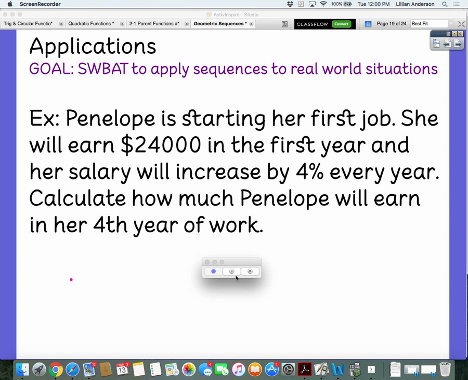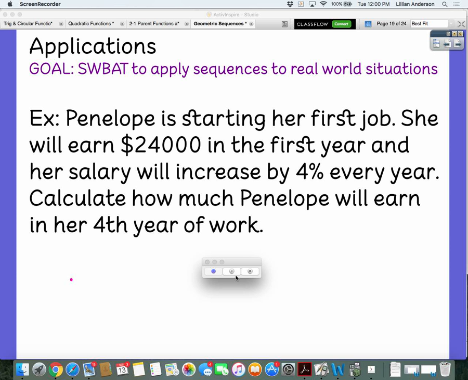Okay. Now, yes, there is a very generic and basic way to go about figuring this out. I'm talking about the generic way to figure out how much she earns in her fourth year. You take 24,000, you multiply it by 0.04 to get a certain amount that you would have to add to 24,000, and then take that amount, multiply by 0.04, add it, and do that 4 times. Okay? That might take a little bit long if you're doing a timed test.